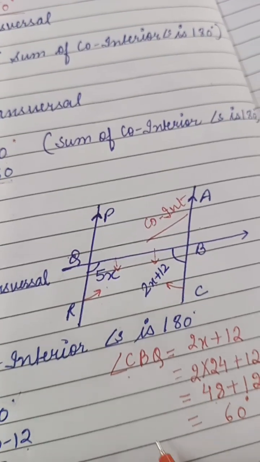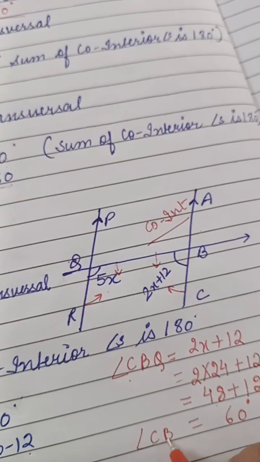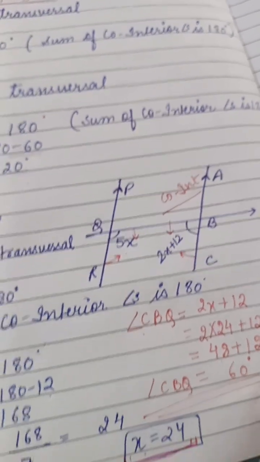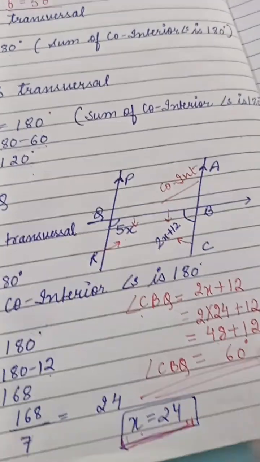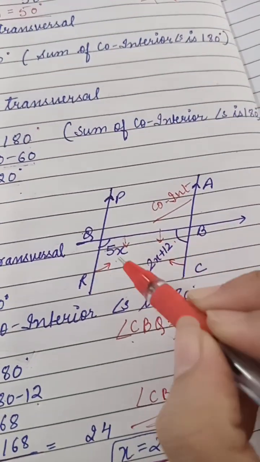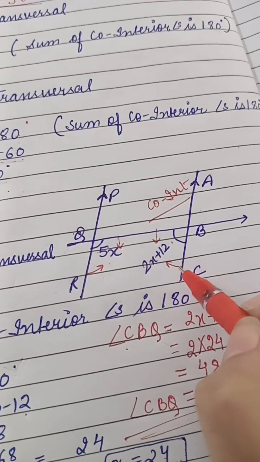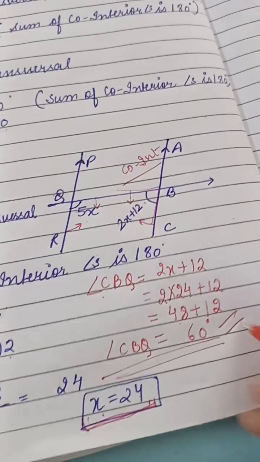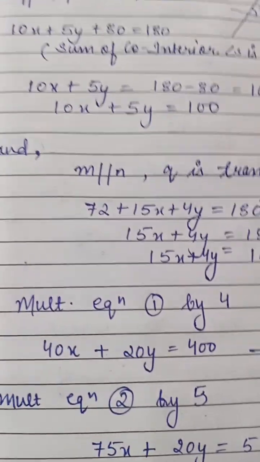So what is the angle of CBQ? It's 60 degrees. Correct, everyone? We got the value of x. From that we can find these two angles. But they only asked about angle CBQ, so we have to get the answer of CBQ. Got it? Coming to the next question.